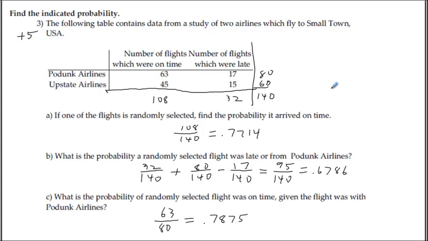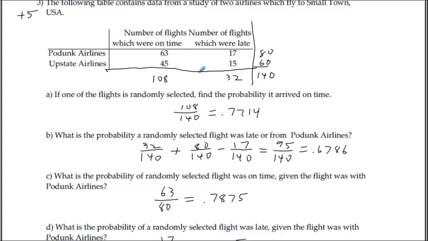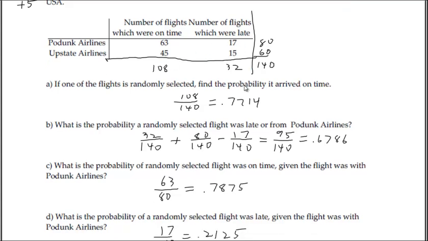On 3, the first step here would be the total of rows and columns, which I've done here. A lot of people struggled with a couple of these. I think sometimes we're thinking a little too hard, but if one of the flights is randomly selected, there's 140 flights, what's the probability that it's on time? So there's 108 out of 140. That's it. And then this one is that it's late or from Podunk. So how many from Podunk? 80. How many are late? 32. So 32 out of 140, 80 out of 140.